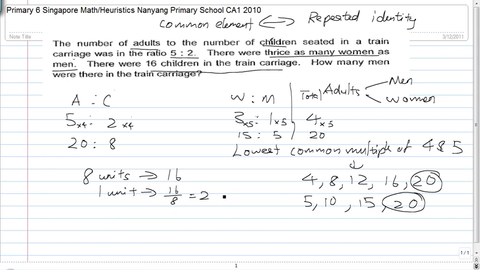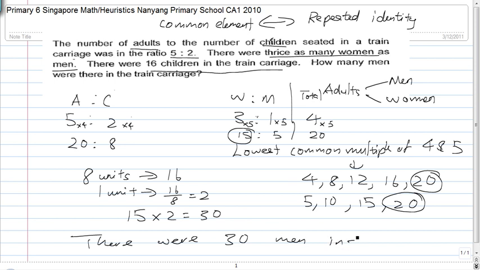How many men were there in the carriage? Now the men, there were 15 units, so 15 times 2 equals 30. So there were 30 men in the carriage, and that's your answer.